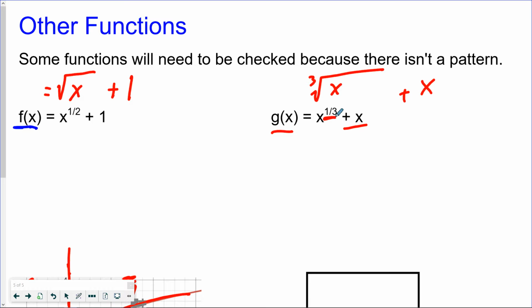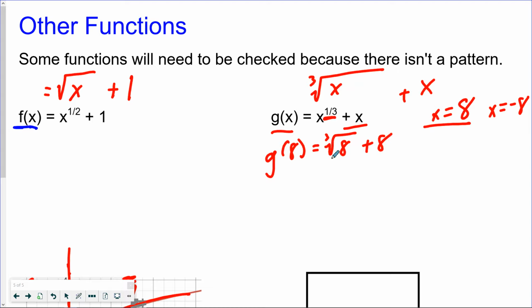So we'll plug in x equals, we want to be able to take this cube root, so I'm going to pick 8 because it's a nice number I know the cube root of. And we'll do x equals -8 to check. So when we plug in 8, we have g of 8 equals the cube root of 8 plus 8. The cube root of 8 is 2. So 2 plus 8 is 10.